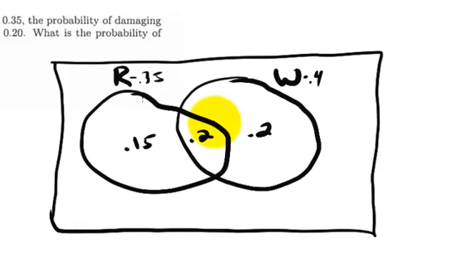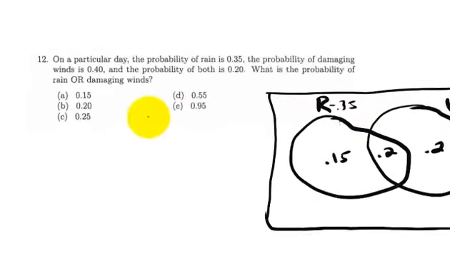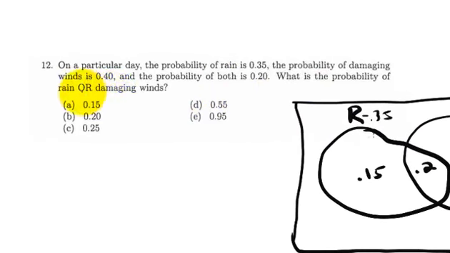And we might as well figure out what's on the outside, since it has to add up to 1, because we're talking about probability, and probabilities all have to add up to 1. This adds up to 0.55, so then on the outside should be 0.45. Now that I don't think was needed, but you might as well know how to set up the entire Venn diagram. Alright, so what is the probability of rain or damaging winds?